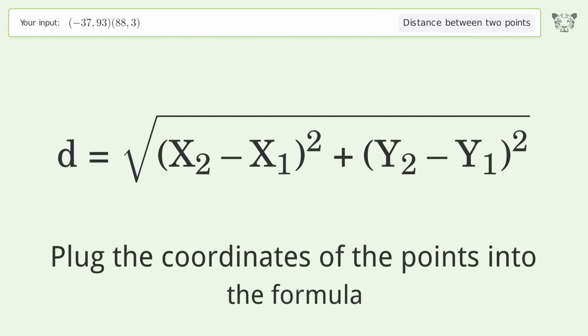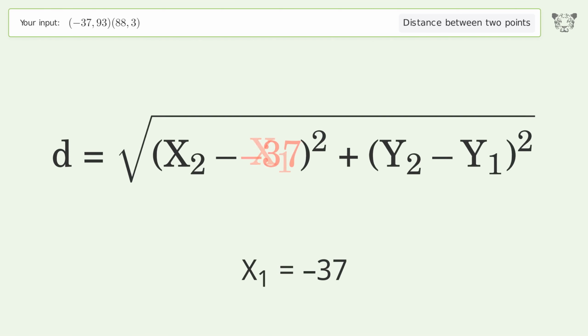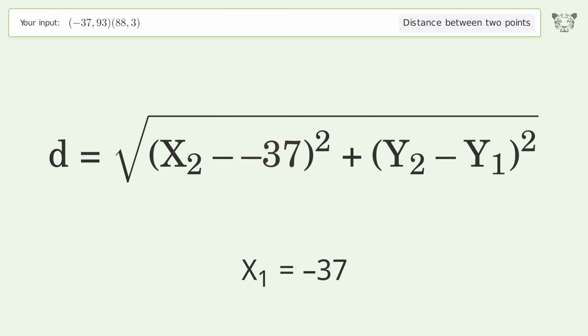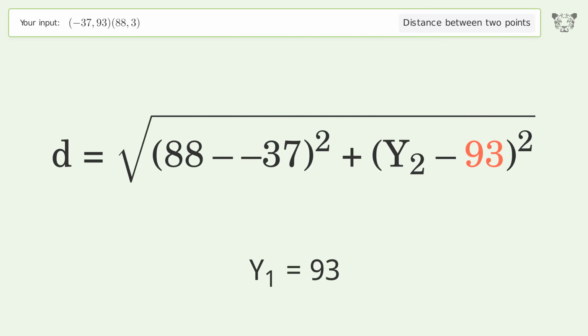Plug the coordinates of the points into the formula. x1 equals -37. x2 equals 88. y1 equals 93. y2 equals 3.